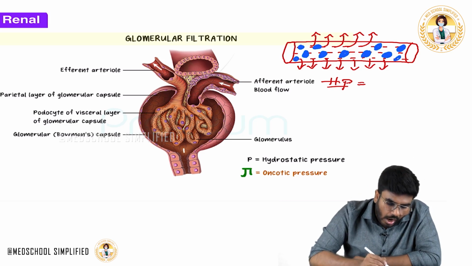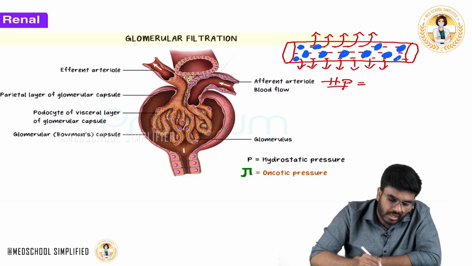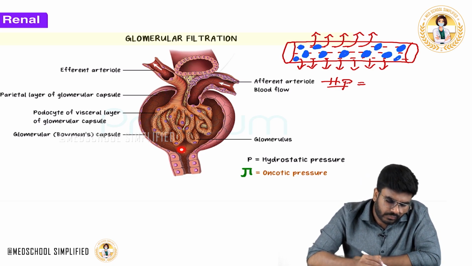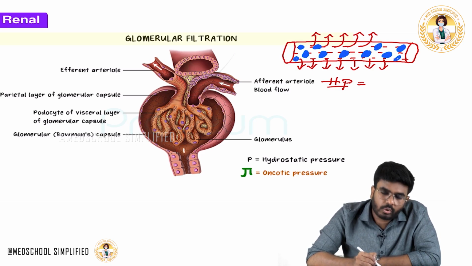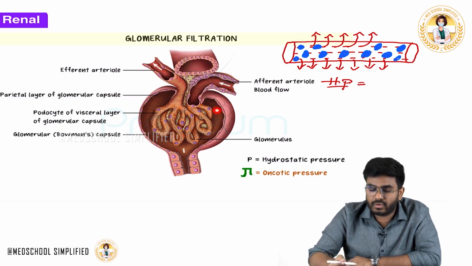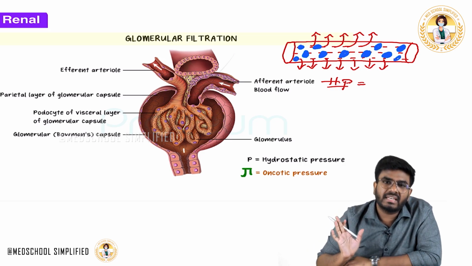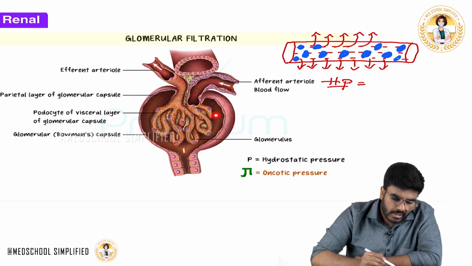Okay, it is giving opposite force, so it's preventing the filtration. Or simply try to understand like this, in layman's terms. The fluid in the capillaries wants to go down, that's a favoring force. Now the fluid in the Bowman's capsule, it wants to go in. It's creating an opposite force.